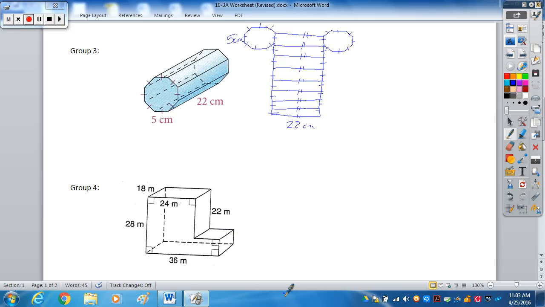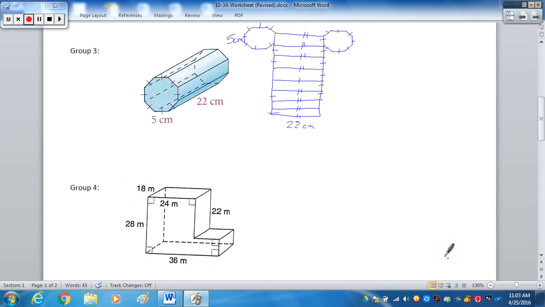But let's go to actually group number 4 and do that one as well. Figure out what the net will look like in that one. Now, the only two sides that are parallel and congruent is this L-shaped figure right here. Okay, any other sides aren't both parallel and congruent. So what I'm going to do is I'm going to draw out that L-shaped figure so that we can have that as our base. So it looks something like this.